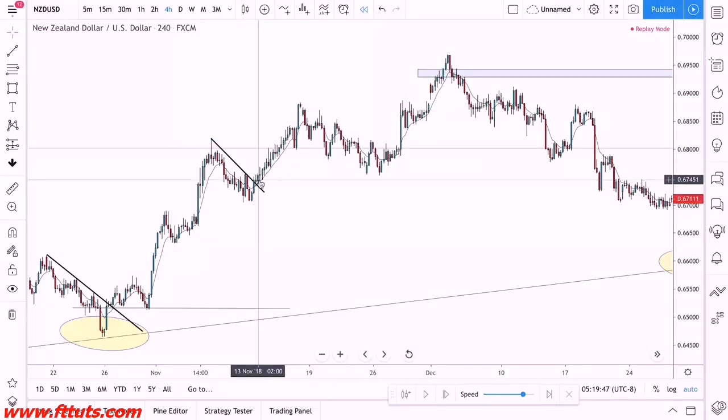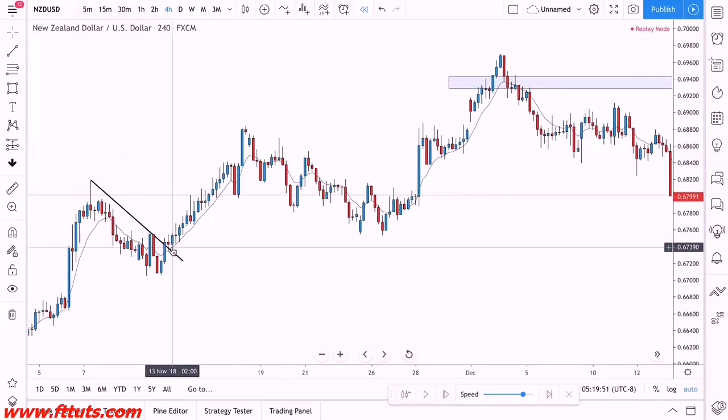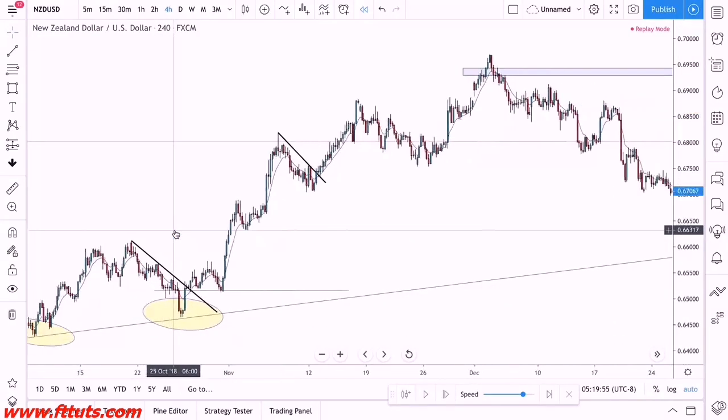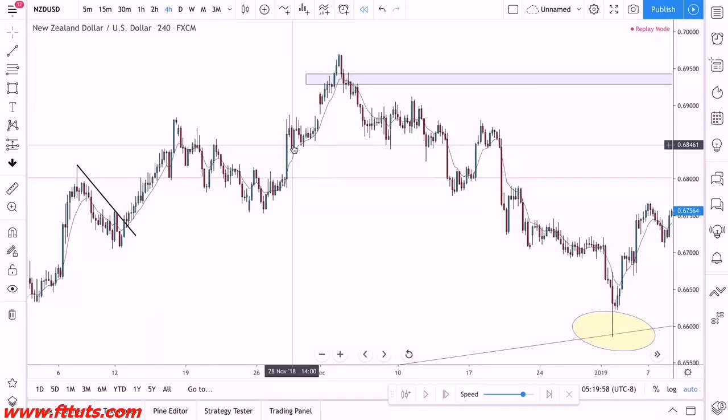Then it breaks this. Look at it closely. It broke this, and then it crossed above the moving average, because it's below the moving average here a little bit. When above the moving average, guess what? It pushed up. You know what I mean? That's all it really is.